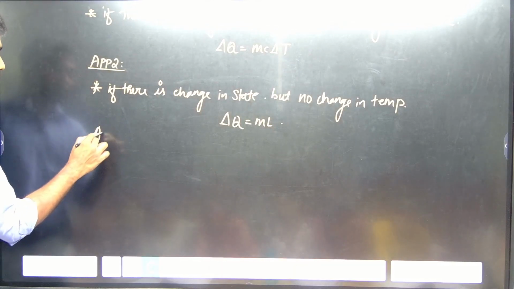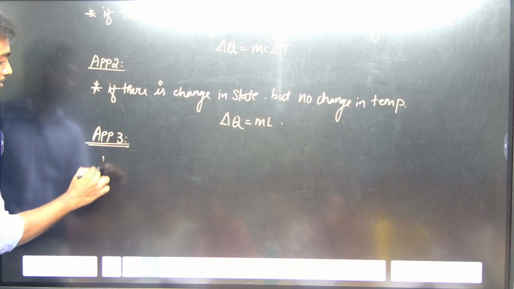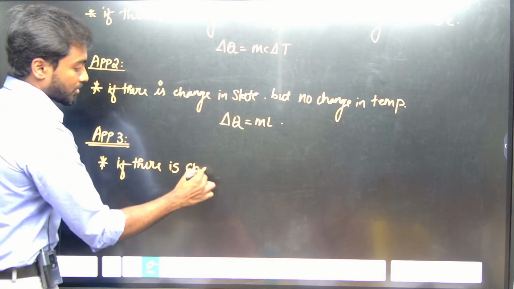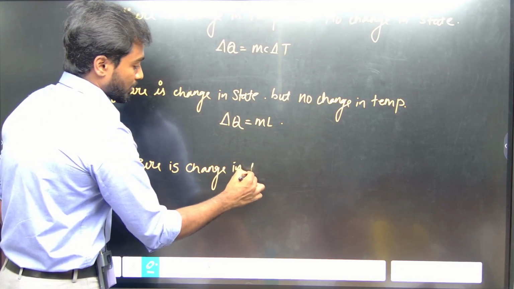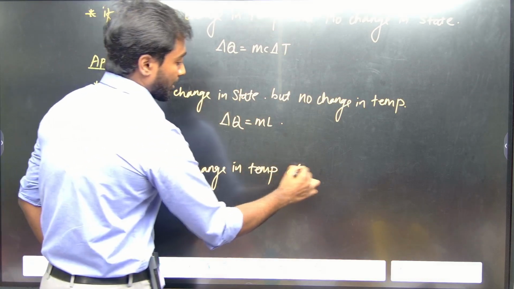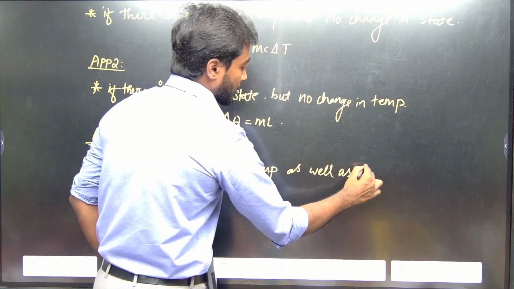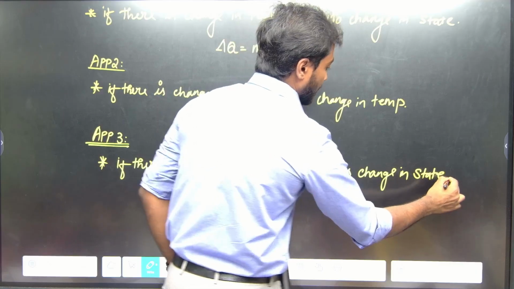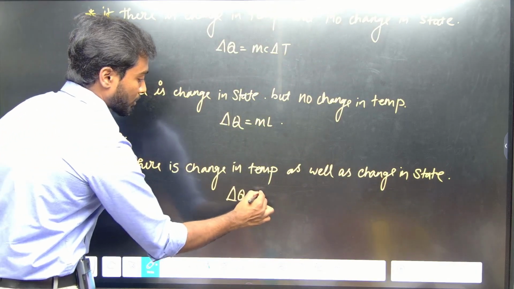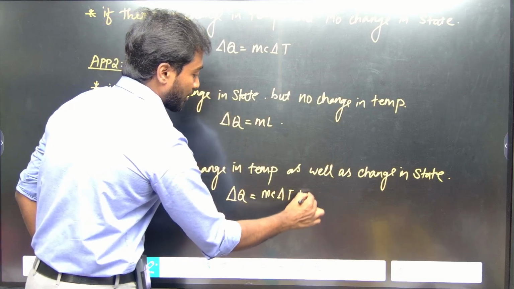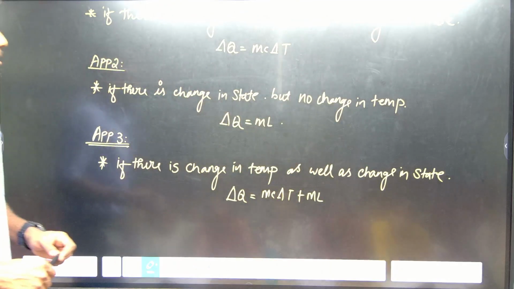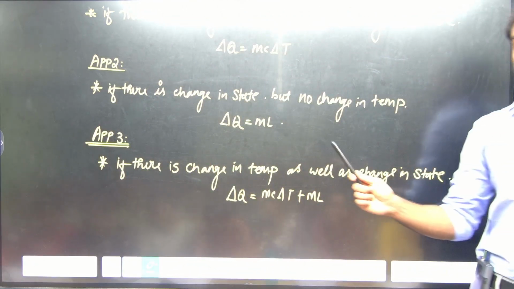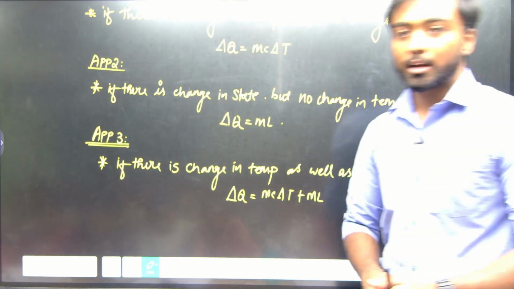Application number 3 is, if there is change in temperature as well as change in state, then we should use this formula, delta Q is equals to MC delta T plus M into L. So, only 3 applications. If only temperature change, MC delta T; if only state change, M into L; if both are changing, MC delta T plus M into L.